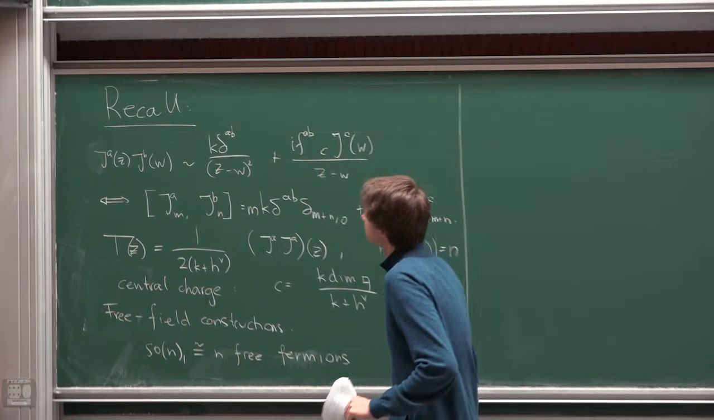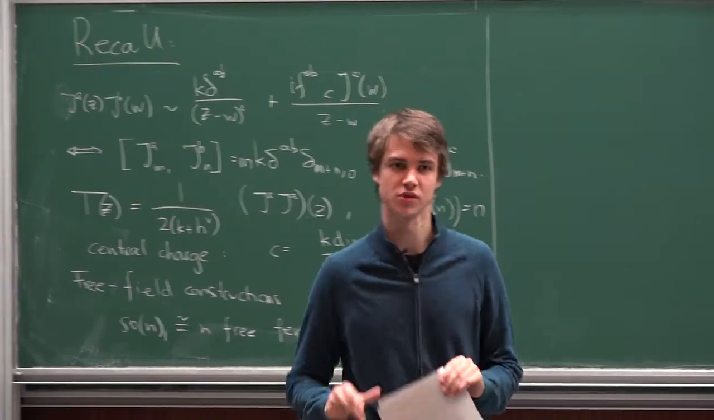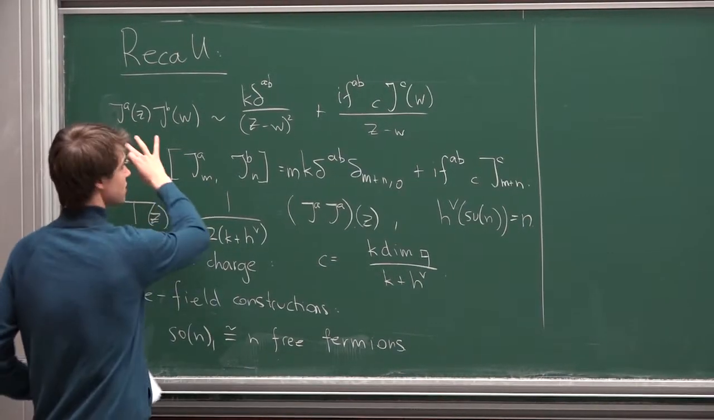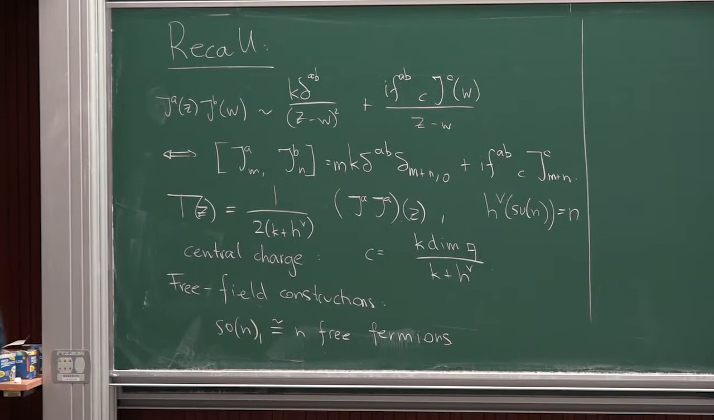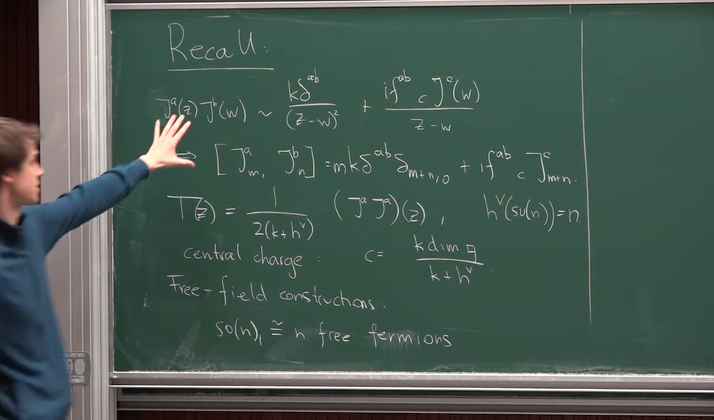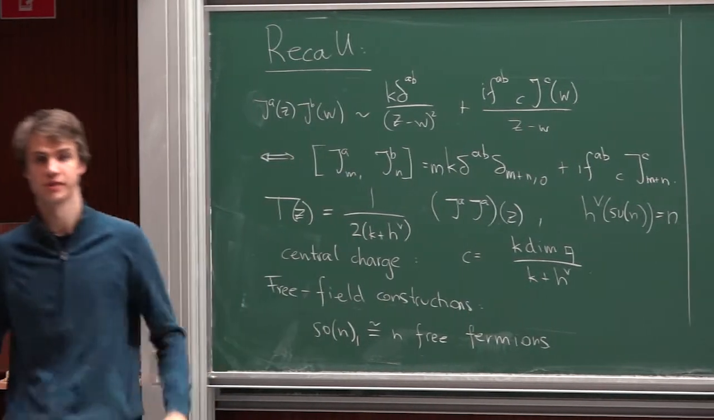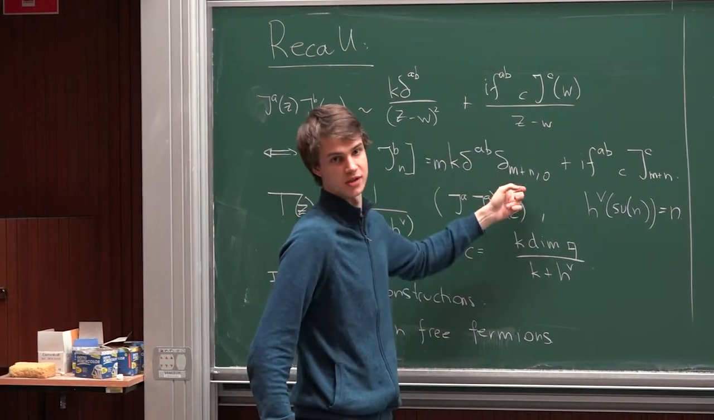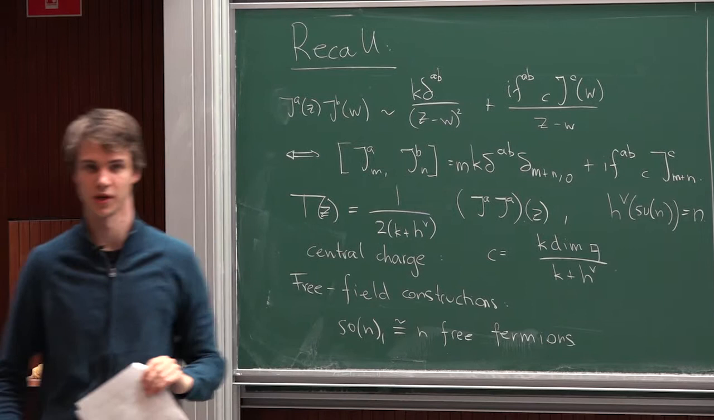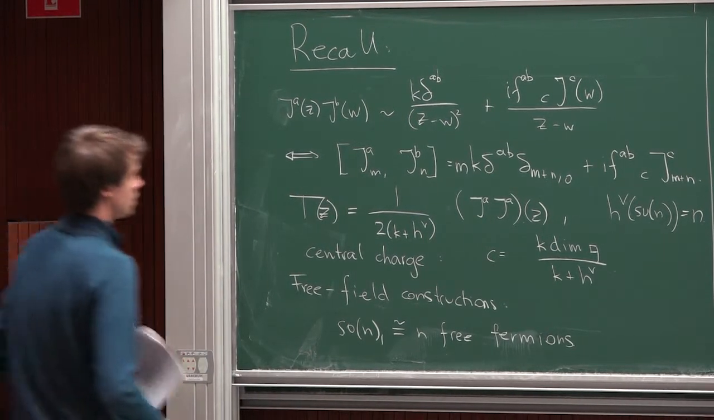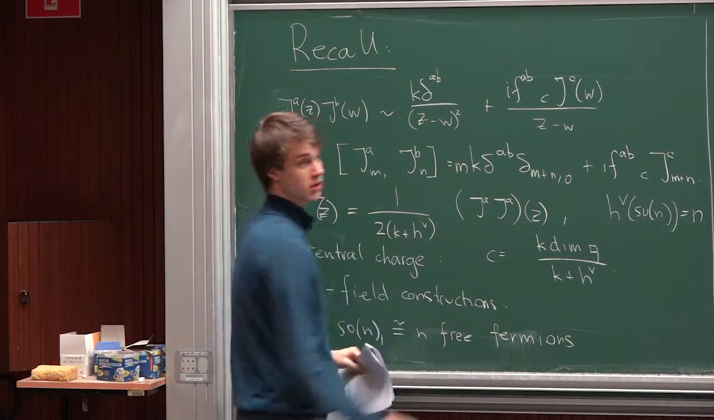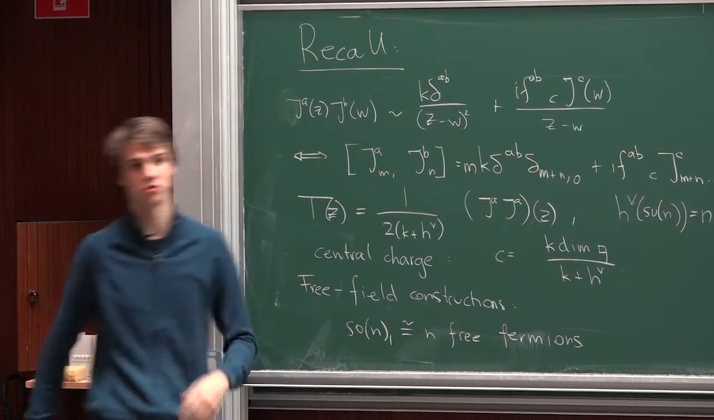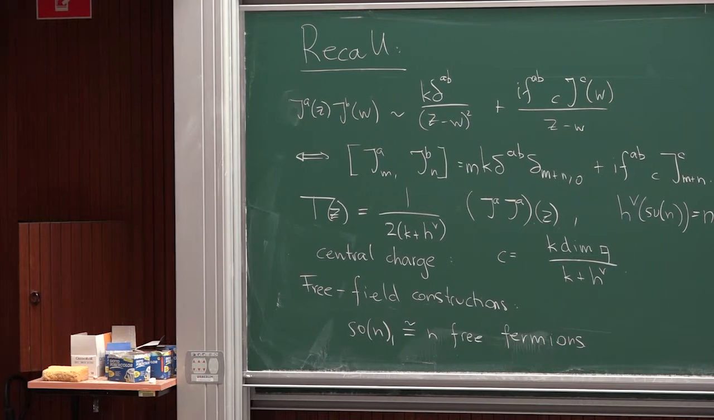Okay, so let me again recall the most important things I said in the last lectures. What you should always recall is the OPE between J and itself, and it is equivalent to writing down this mode commutation relation. This form is usually called current algebra, and this form is usually called affine Kac-Moody algebra. And then we showed that you can canonically construct an energy momentum tensor, which is the bilinear normal ordered product of the currents with themselves.